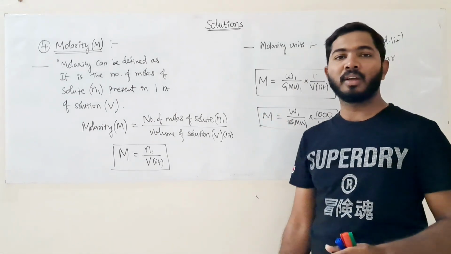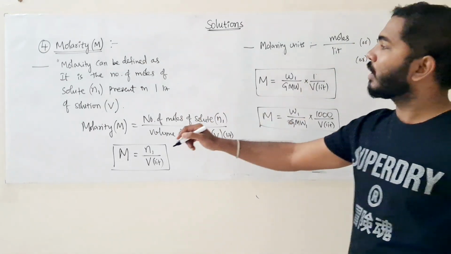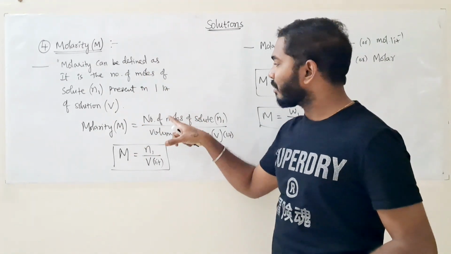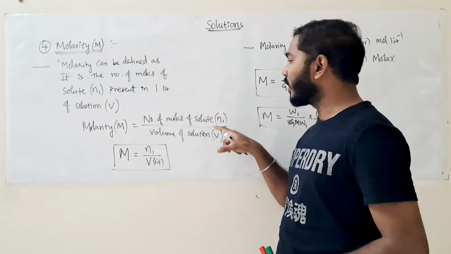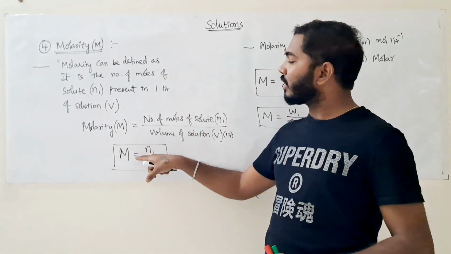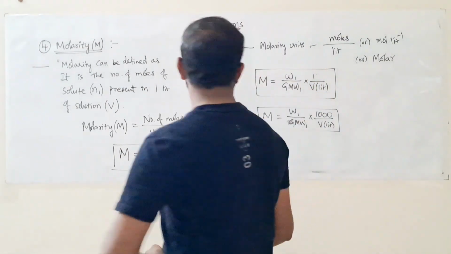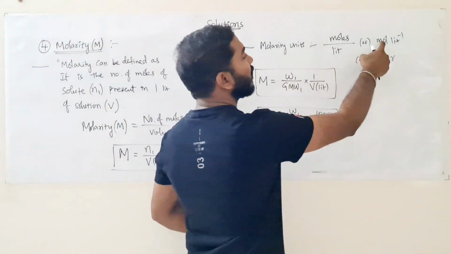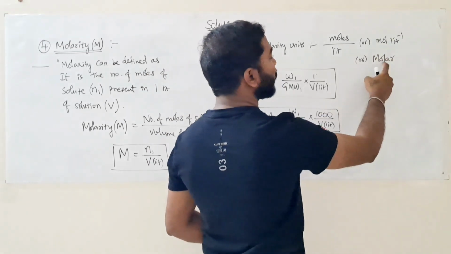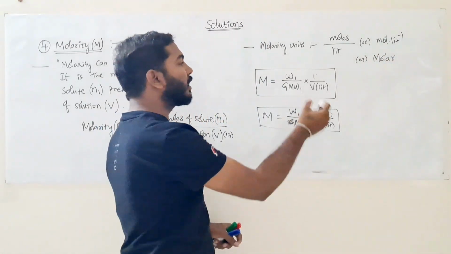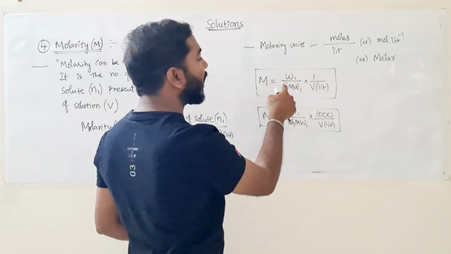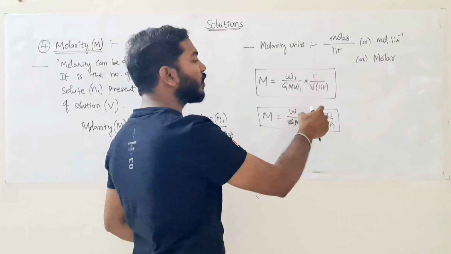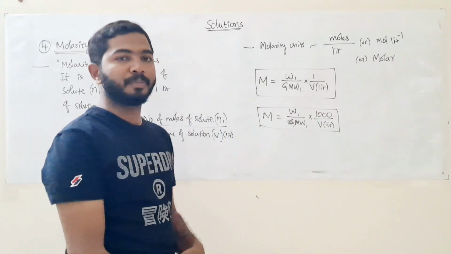related to molarity. Again I am coming back, this is a very important concept for IIT, JEE and NEET. It is the number of moles of solute present in 1 liter of solution, which can be written as M is equal to N1 by V, and units, since it is N1 by V, that is mole per liter, written as mole liter inverse, which is called molar. In place of number of moles, we can write weight by gram molecular weight. So finally we get weight by gram molecular weight into 1000 by volume in milliliters.